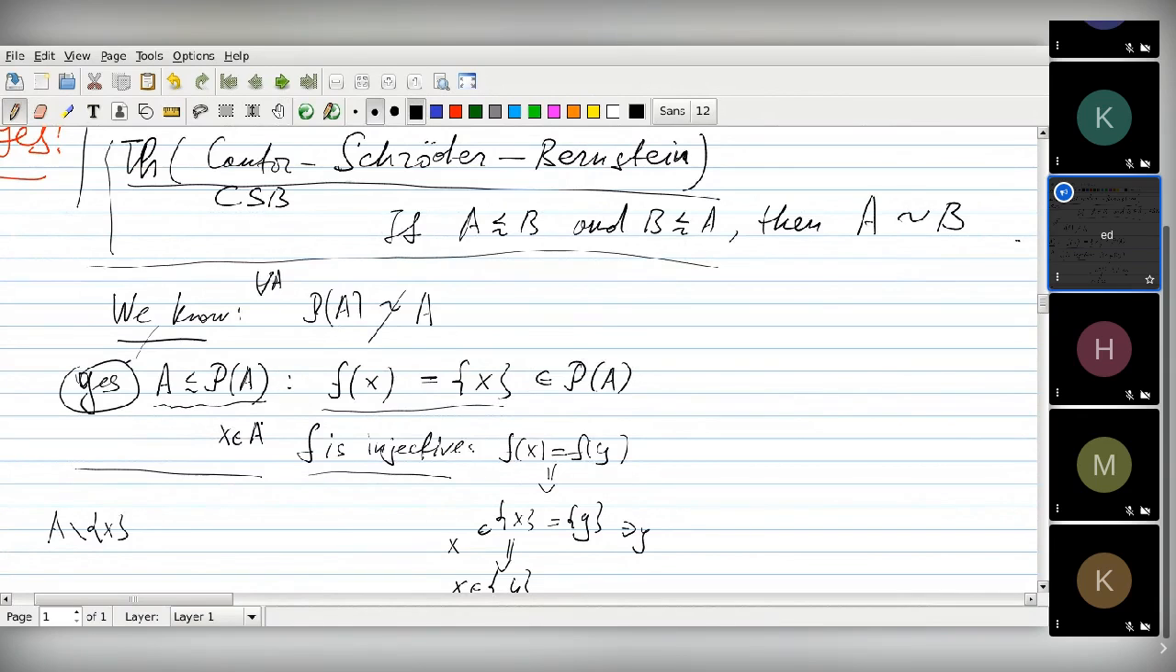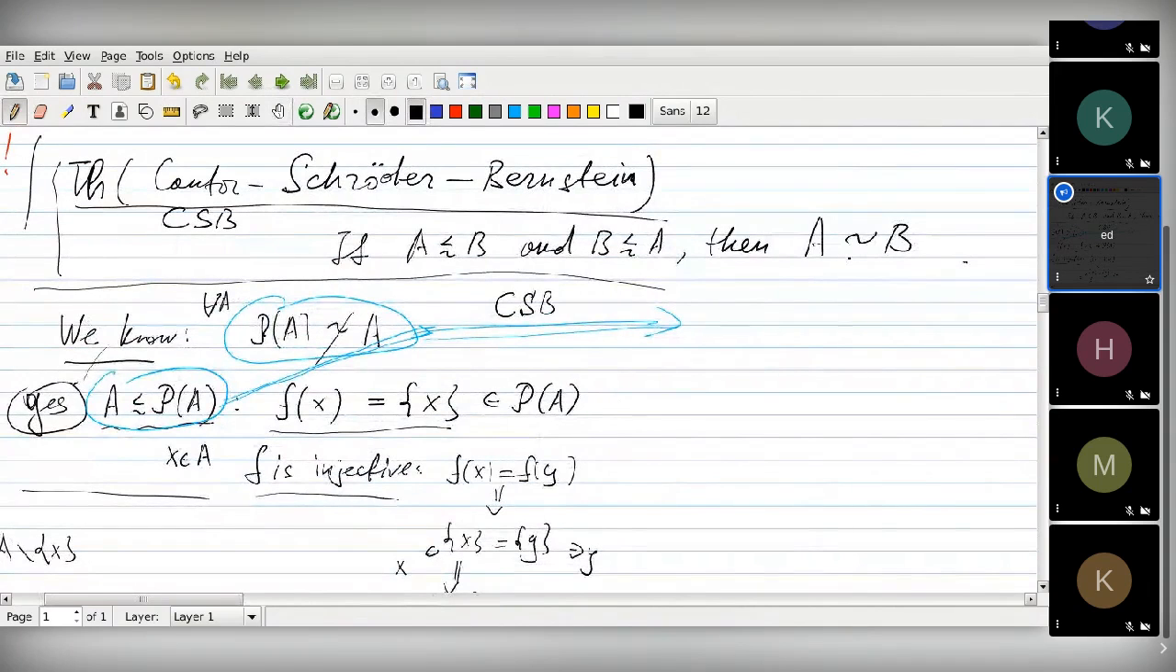So that means that there are at least as many subsets as there are elements. And what can you derive from these two statements? You know, they are not equivalent, yet A is embeddable into the power set. What does it mean? In view of the Cantor-Schroeder-Bernstein Theorem, they are not equivalent, so the conclusion is false. That means that at least one of the assumptions is false as well. But A is embeddable into the power set of A. What does it mean?